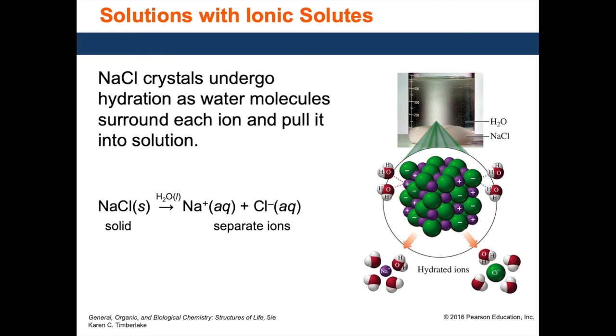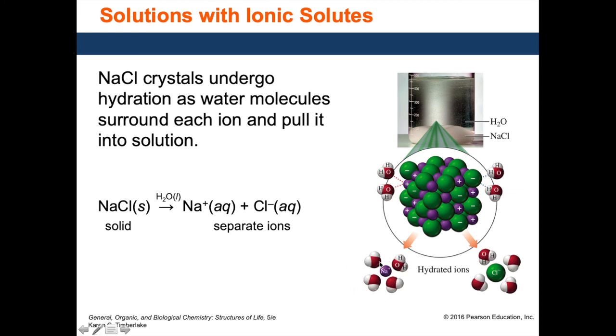Now, because of this network, only the outermost ions are capable of interacting with nearby water molecules. But they do interact. Remember, your negative ions are attracted to your partially positive hydrogens on your water. Likewise, your positive ions are attracted to your partially negative oxygens. So what happens then is these water molecules peel off these ions bit by bit and surround them.